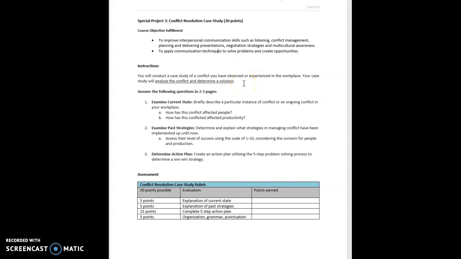Now, one assumption we are making before we get into instructions, your research is your observation. So you do not need to use APA format or cite sources because the research has been done firsthand through experience. Okay, so let's talk about the expectation. Answer the following questions in 2 to 3 pages.